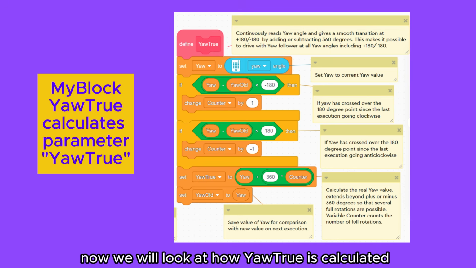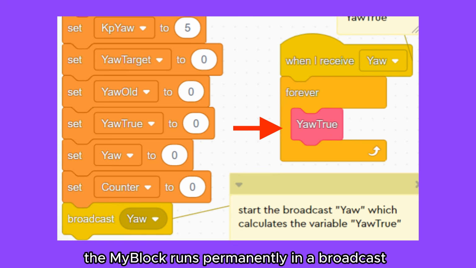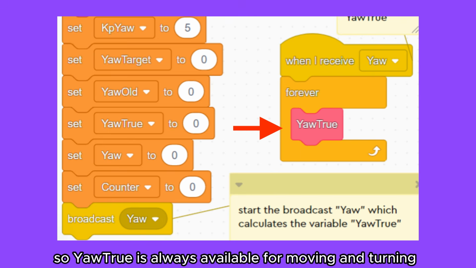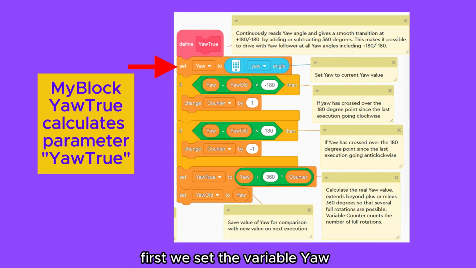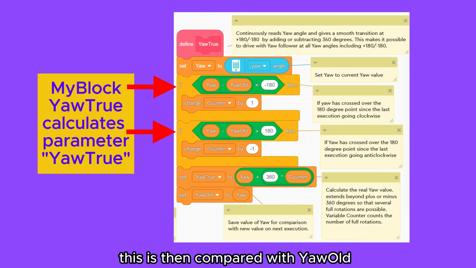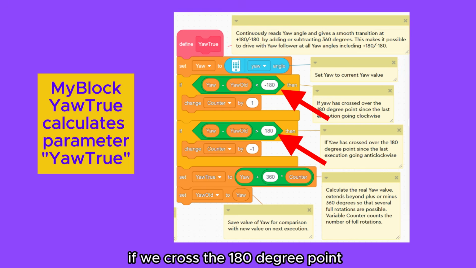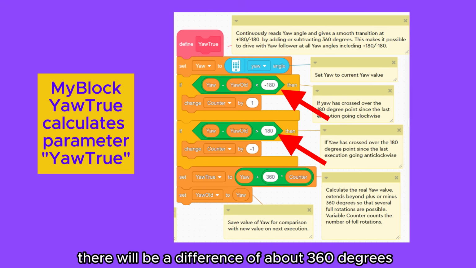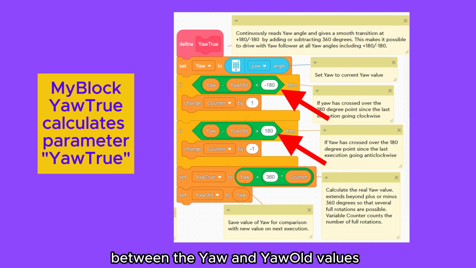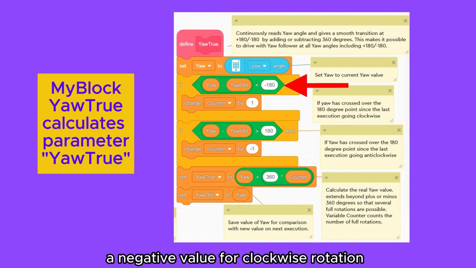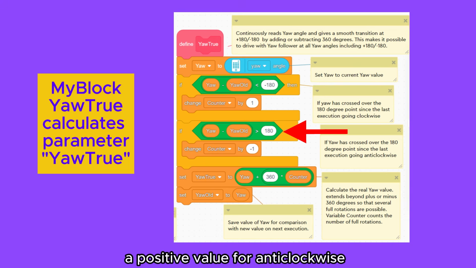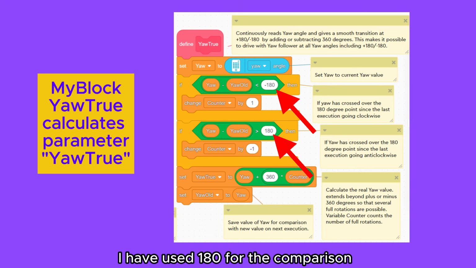Now we will look at how YawTrue is calculated. The MyBlock runs permanently in a broadcast, so YawTrue is always available for moving and turning. First, we set the variable yaw to the current yaw sensor value. This is then compared with yaw old, which is the previous yaw value. If we cross the 180 degree point, there will be a difference of about 360 degrees between the yaw and yaw old values. A negative value for clockwise rotation, a positive value for anti-clockwise. I have used 180 for the comparison, but this value is not critical.